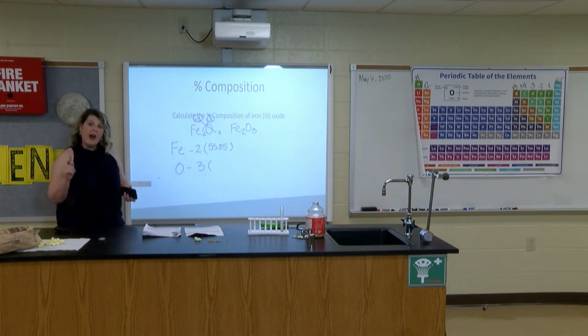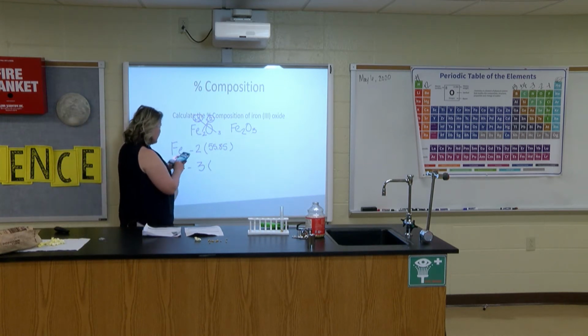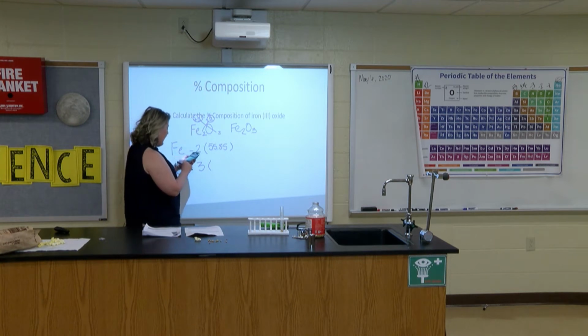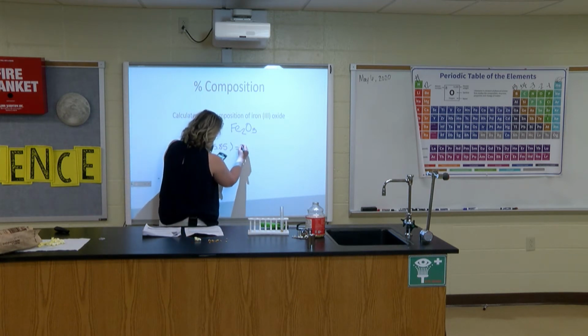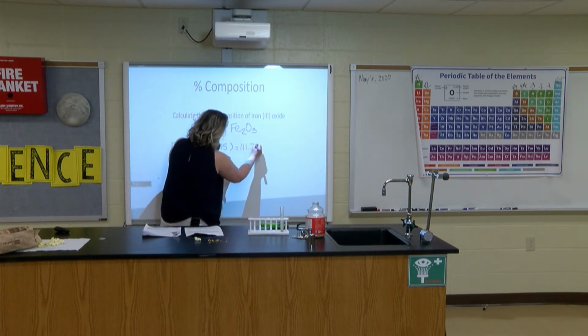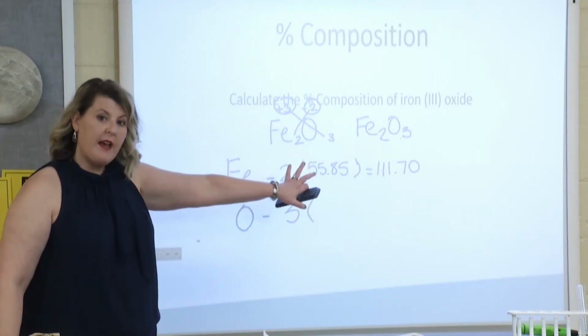But I don't have 1 iron. This time I have 2 irons. So I need to multiply my 55.85 by 2, which means my total weight of iron is 111.70.